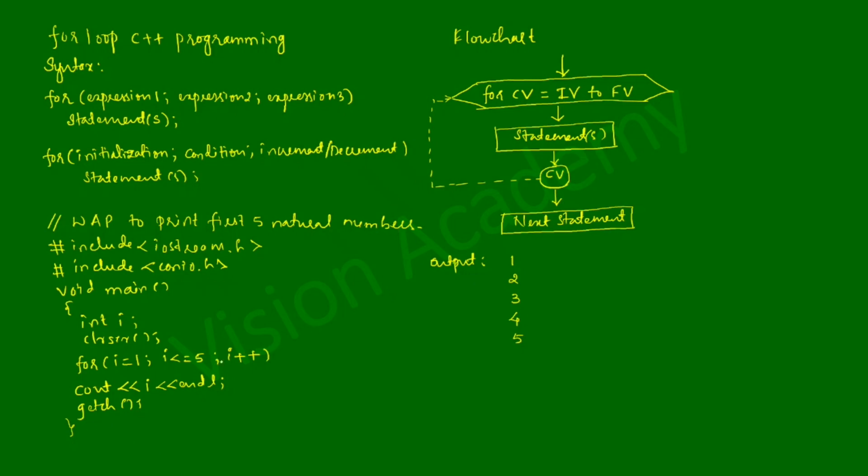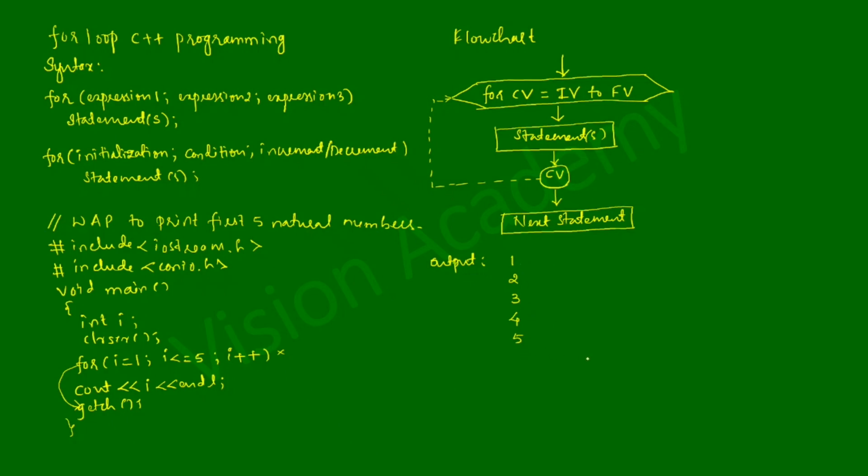So once again, the value of I will be incremented by 1. This time I value is 6. Is 6 less than or equal to 5? No, condition fails. Once the condition fails, then the control comes out of the looping structure and it is going to execute getch and then terminates the program. Here in output, you are going to get the first 5 natural numbers 1, 2, 3, 4, 5.